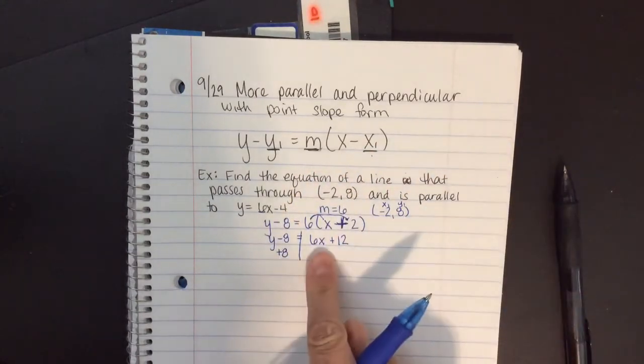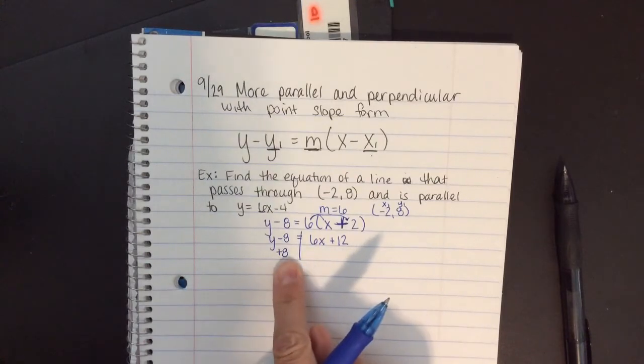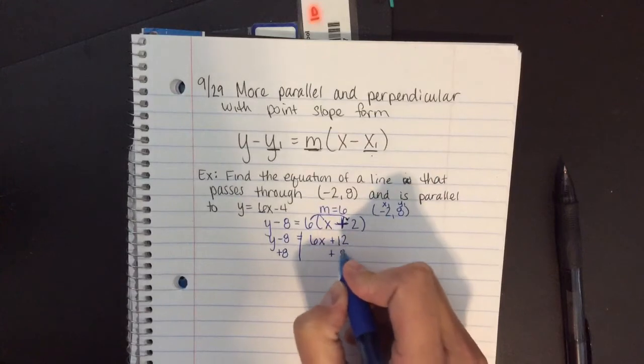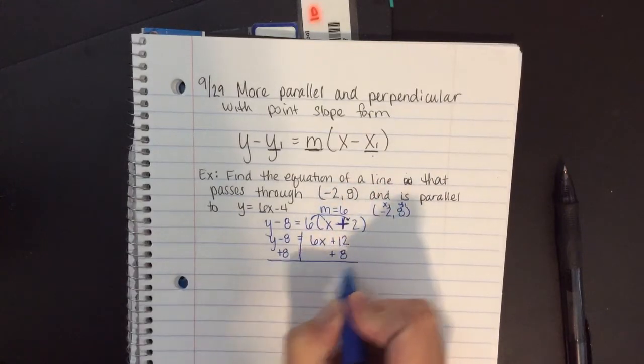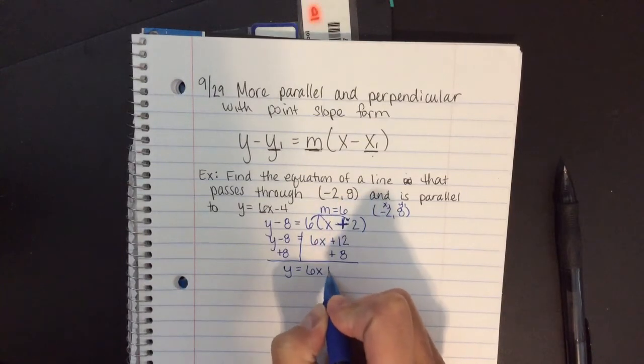Now would I add this 8 to the 6x or would I add it to the 12? Well, this 8 doesn't have an x on it, right? So I couldn't add it here, I've got to add it to the 12. And my final answer is y equals 6x plus 20.